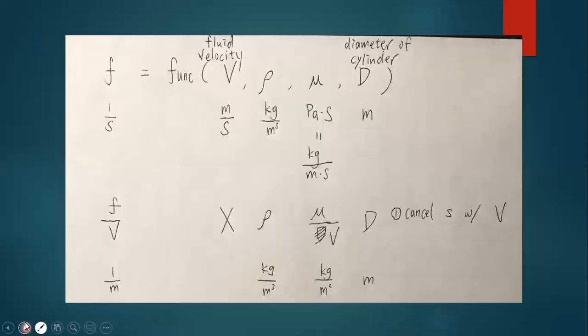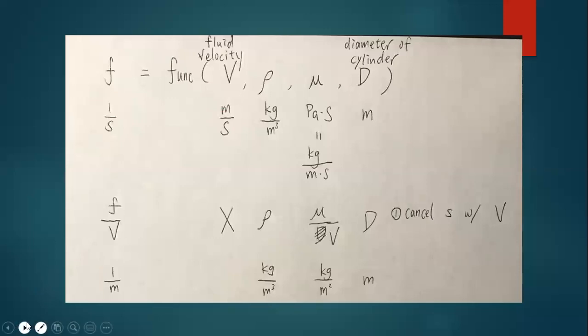So the first thing we're going to do is to cancel second with velocity. As there is a 1/second in the unit of velocity, and the unit of frequency is also 1/second, we're going to divide frequency by velocity, which results in a unit of 1/meter. Velocity is cancelled, and density and diameter remain unchanged because they don't have second in their units. And we divide viscosity by velocity, which results in a unit of kilogram per square meter.